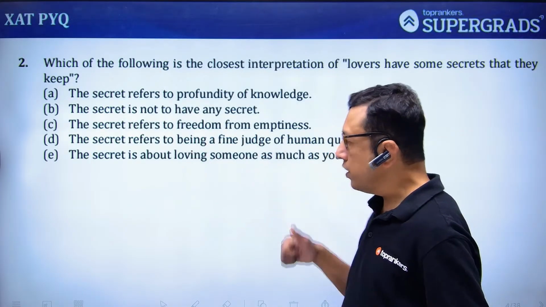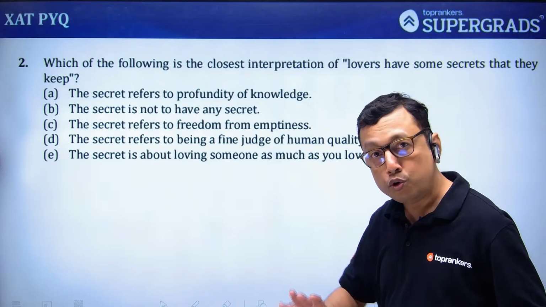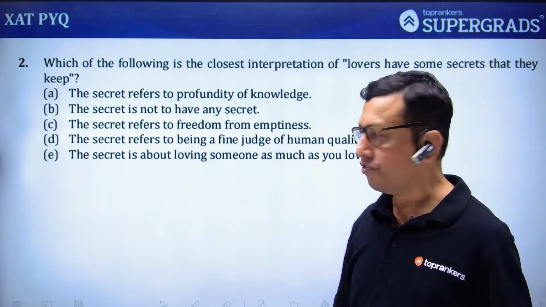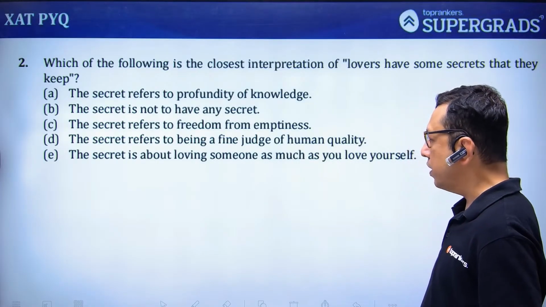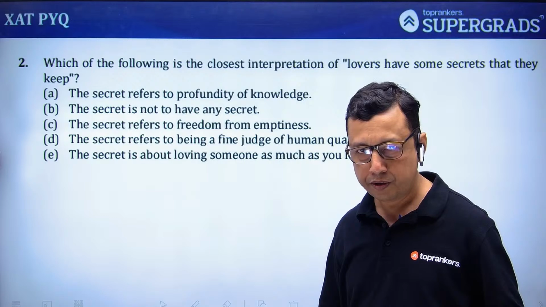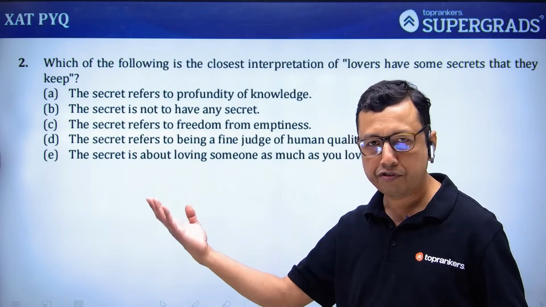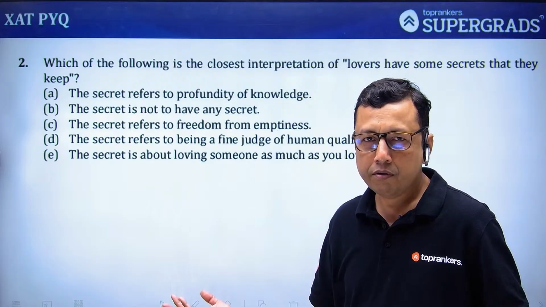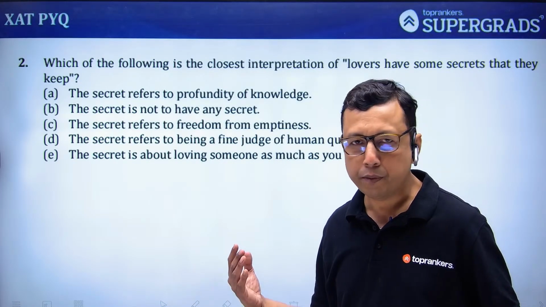Option D. The secret refers to being a fine judge of human quality. You don't judge, is what he is saying. Again, this is contradictory. E. The secret is about loving someone as much as you love yourself, out of scope, right? How much you love yourself and how much you love others, all that is not brought forth in the poem at all.